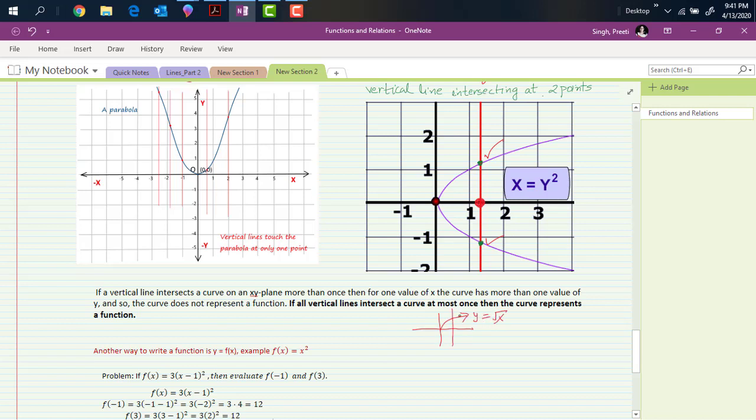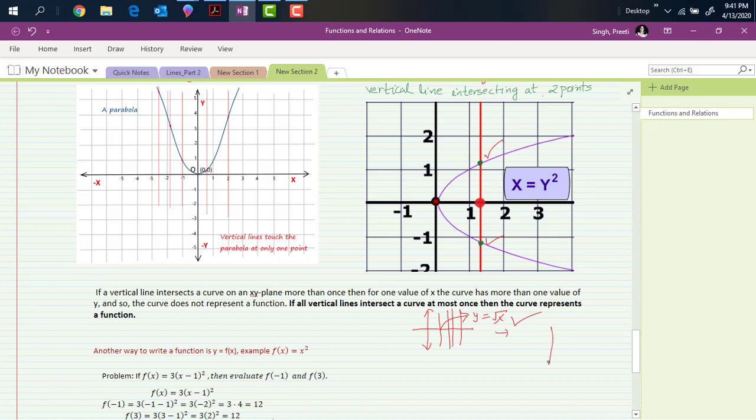If I start drawing vertical lines, they intersect the graph once or at 0 points, or they don't intersect at all if I draw vertical lines here, right? So if it is at most once, some part does not intersect, some part intersects only once, that's a function. If it intersects more than one, that's not a function.